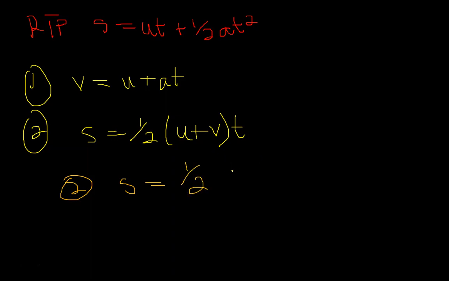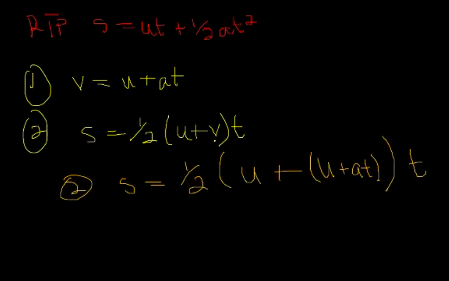Let me just leave it T there. U plus, from my first equation, V is the same as saying U plus AT. So instead of writing U plus V, I can actually write U plus U plus AT. Let me just put this in brackets. And then this is T.